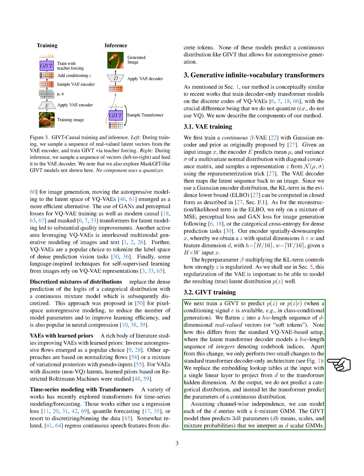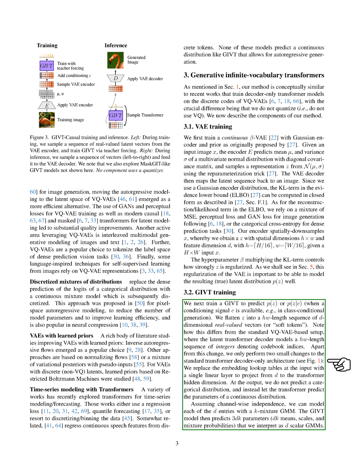Next, we train a GIVT to predict the latent distribution. We flatten the latent representation into a sequence of real-valued vectors, which we refer to as soft tokens. This is different from the standard VQ-VAE-based setup, where the latent transformer decoder models a sequence of integers denoting codebook indices. We make two small changes to the standard transformer decoder-only architecture. First, we replace the embedding lookup tables at the input with a single linear layer to project from the feature dimension to the transformer hidden dimension.